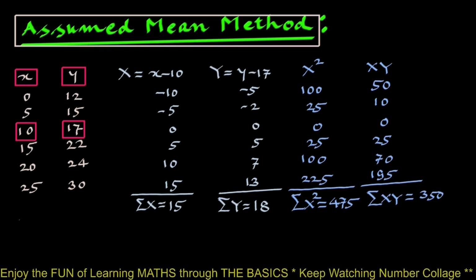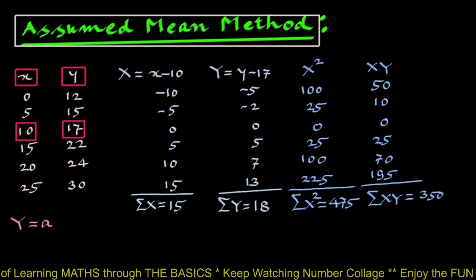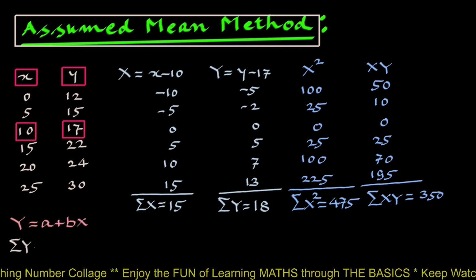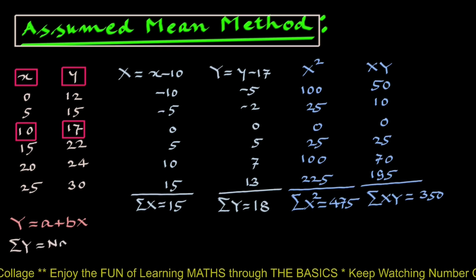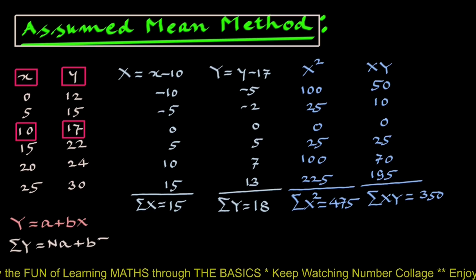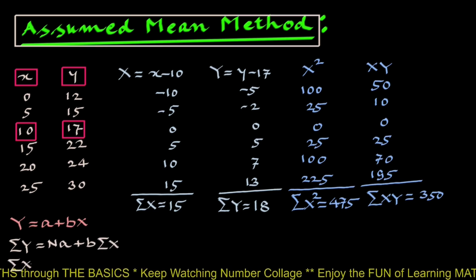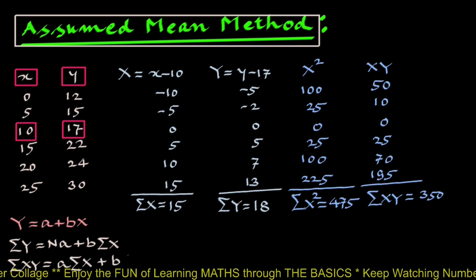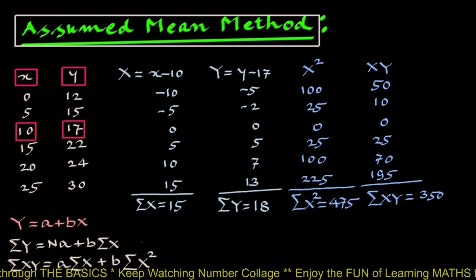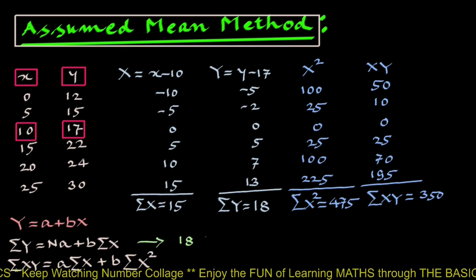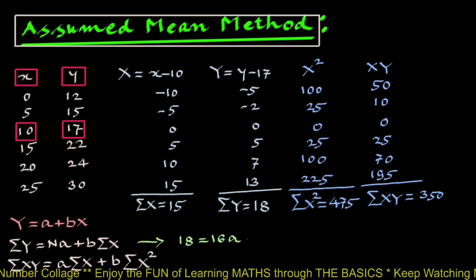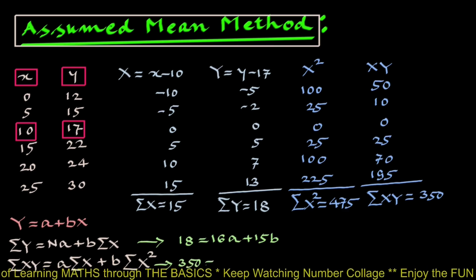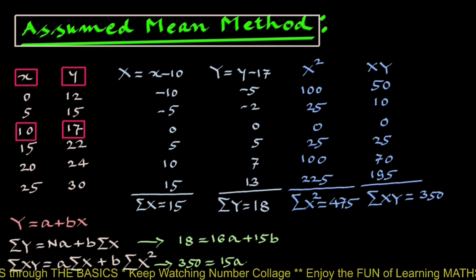Assume the equation of the required line to be capital Y equals a plus b capital X. So the normal equations become summation capital Y equals na plus b summation capital X, and summation capital X into capital Y is a summation capital X plus b summation capital X square. From the first normal equation we get 18 equals 5a plus 15b, and from the second normal equation we get 350 equals 15a plus 475b.